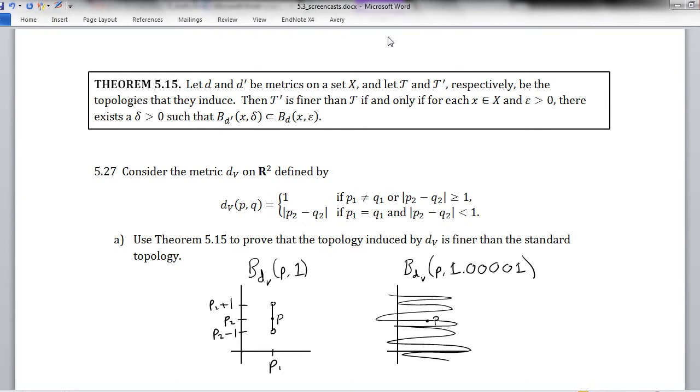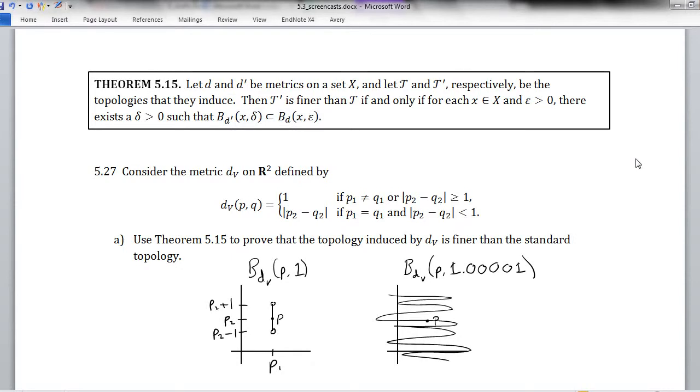Theorem 5.15 says that if we have metrics d and d prime on a set X, which induce topologies t and t prime, then topology t prime is finer than the topology t if and only if for every point in the set and every epsilon greater than 0, if you look at the ball of radius epsilon about x in the d metric, you can find an open ball from the d prime metric which is centered at x and which fits inside this epsilon ball. You can find a delta that makes that work. So the d prime balls fit inside the d balls, basically.